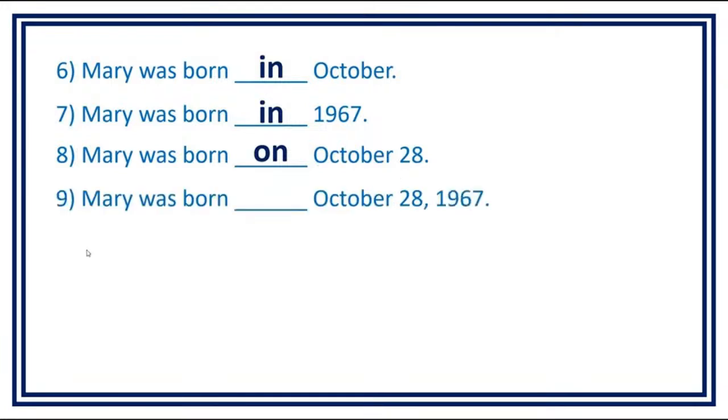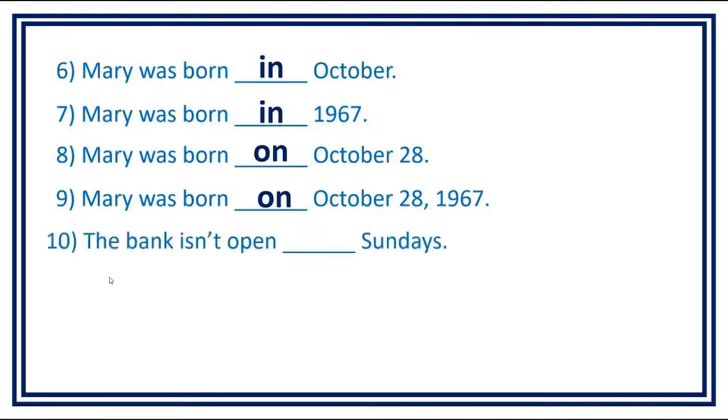Number 9. Mary was born blank October 28, 1967. Answer is on. We have here a complete date: month, date, and year. So, on. Number 10. The bank isn't open blank Sundays.